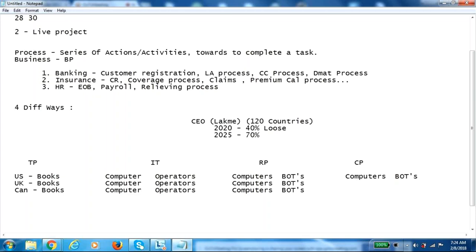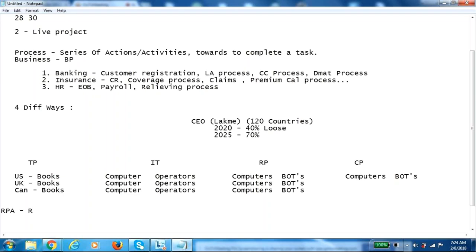What is robotic process automation? And when are we implementing this robotic process automation? We'll see that clearly in the example. If you open Google and search for what is RPA, you can see hundreds of definitions. But we are not here to learn the definitions by heart. We'll see what exactly robotic process automation is.